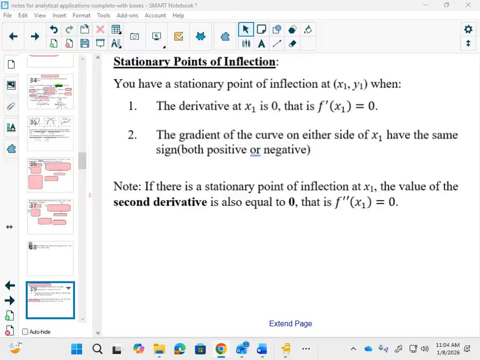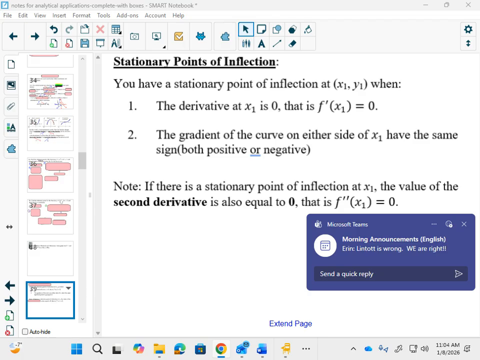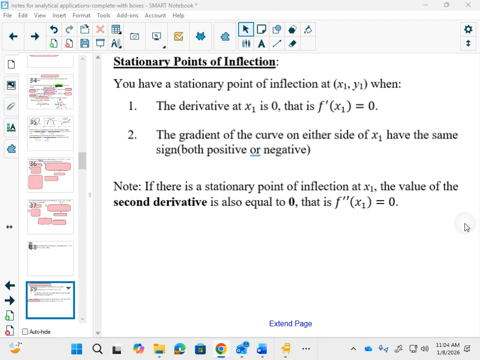Right. We are going to get to our inflection points. Something is a stationary point if the derivative is 0. Something is an inflection point if it changes from concave up to concave down. So a stationary point of inflection is a point where the tangent still has a slope of 0. The tangent line has a slope of 0.